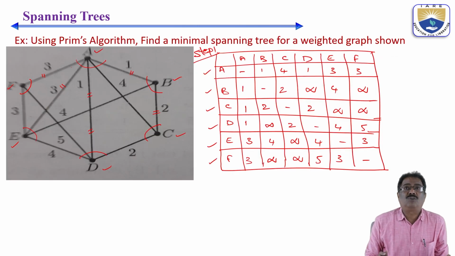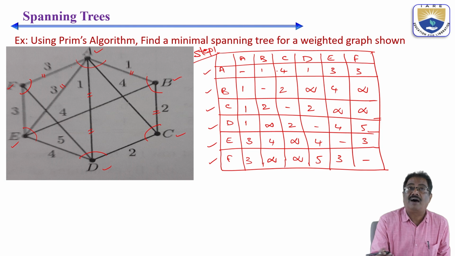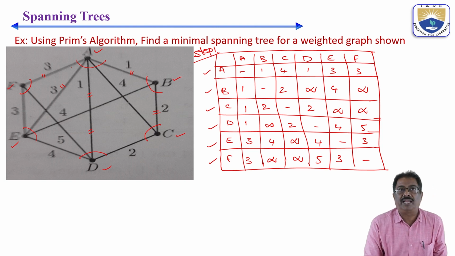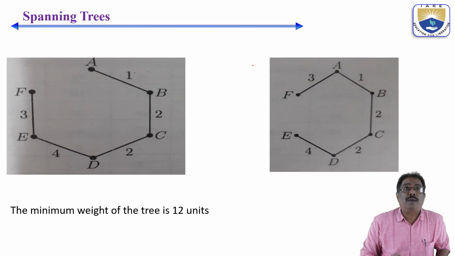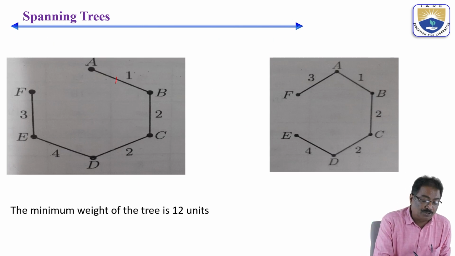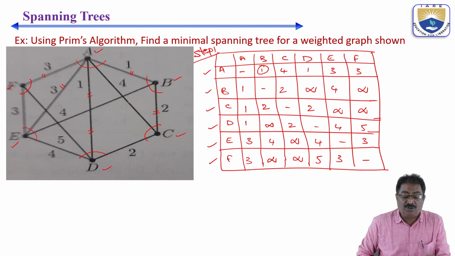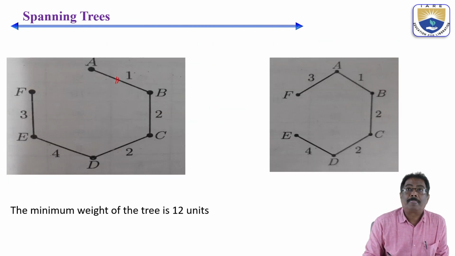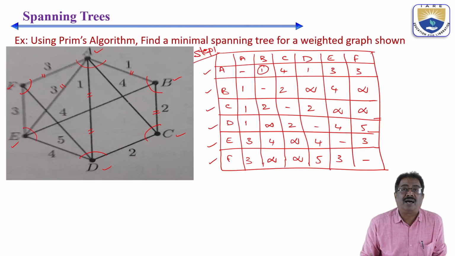Now, let us go for a minimal. Either I can select B or D. Anyone, if you are going to select B, you get one type of spanning tree, or you can select D, you are going to get another one. So I am going to select B. So I am going to consider this edge. If I am going to consider A to D, I am going to get another one.